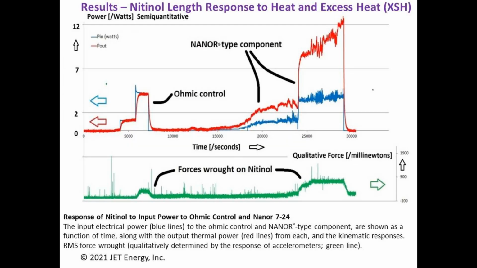Since we know all of the components are active, this graph shows the difference between ordinary heat from the ohmic control on the left and ordinary and excess heat from the LANR type component on the right. We can see from the top curves, input power in blue and output power in red, that there is clearly excess power coming out of the LANR type component. The forces that were wrought on the nitinol are shown below.